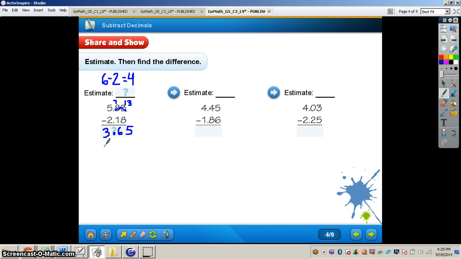Now let's take a look at the next one. 4 and 45 hundredths minus 1 and 86 hundredths. I'm going to change that, or round that 4 and 45 hundredths to a 4. 1 and 86 hundredths to a 2. So our estimated answer is 2, which will help guide us to make sure that our answer is reasonable.